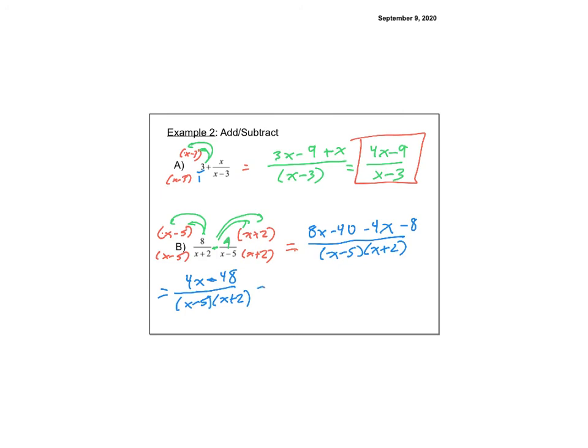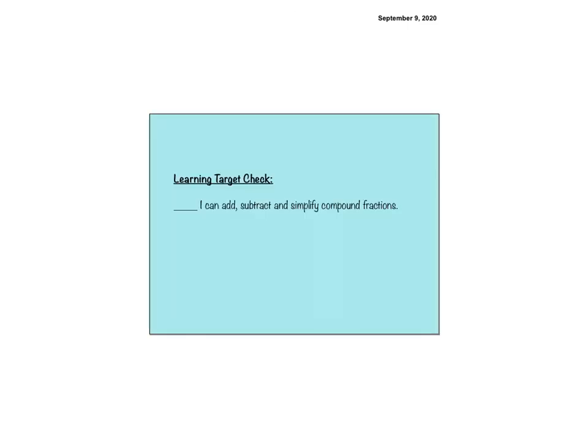And then I always try to completely factor anything I possibly can. So up there in the numerator, I see that there's a GCF of a 4 in there, so I'm going to pull the 4 out. And so 4 times what is 48? It'd be a 12. So our learning target there is I can add, subtract, and simplify compound fractions.